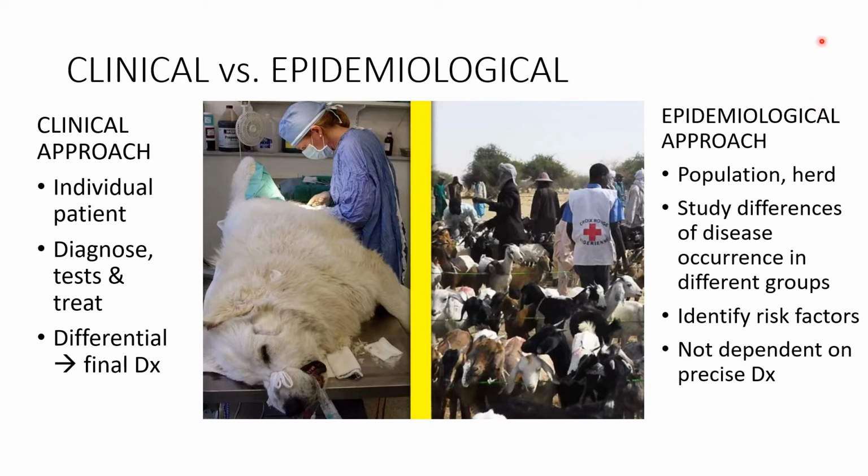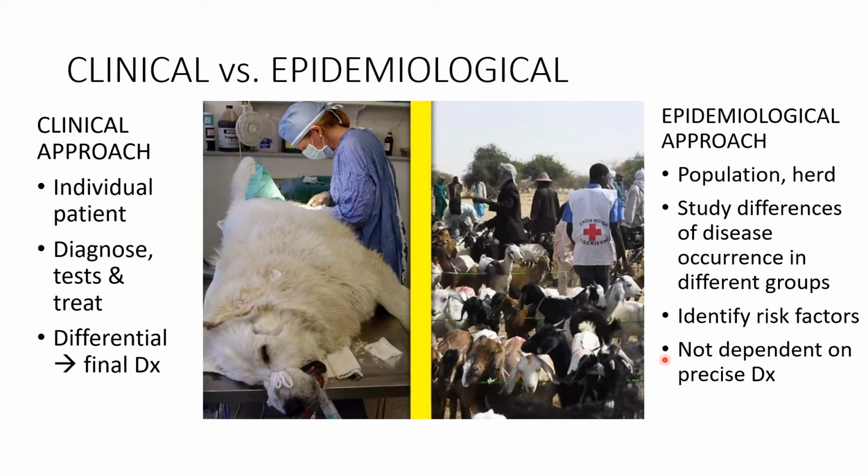Now, in contrast, in the epidemiological approach, we approach illnesses, diseases, health phenomena, production losses, etc. in a population or herd approach. So we study differences in disease occurrence among different groups, be it different populations or different subsets of groups within the same population. We identify risk factors. So risk factors are characteristics of certain individuals or certain groups that make them more prone to disease. So we need to identify that.